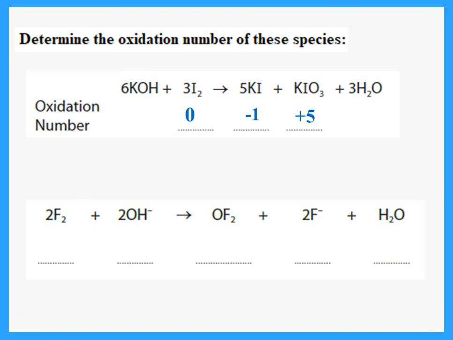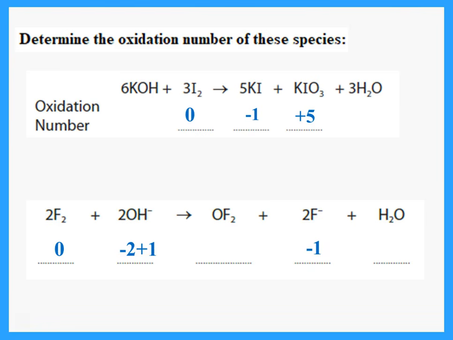So F2 is an element, oxidation number 0. Now the OH minus, the overall has to be -1. Now if oxygen is -2 and H is +1, then the overall is -1. Okay, what about the F after the arrow? Well, the F minus has a total of -1, so its oxidation number is -1.